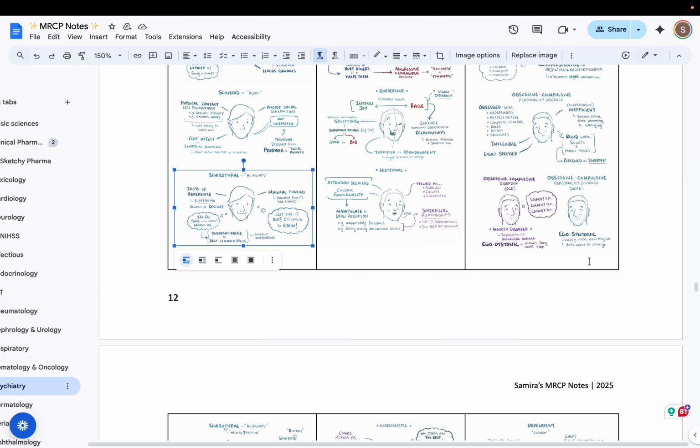Okay, how to differentiate between OCD and obsessive compulsive personality disorder? The difference would be that obsessive compulsive disorder is ego dystonic. They wish they could stop, but obsessive compulsive personality is ego syntonic. So they're happy with how they are, and they don't want to change.